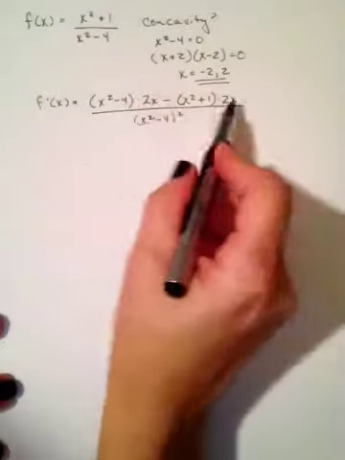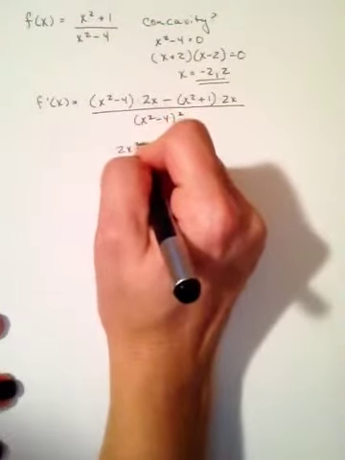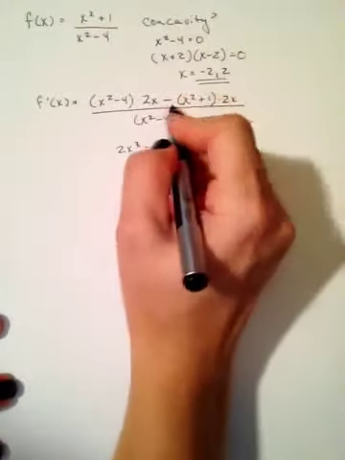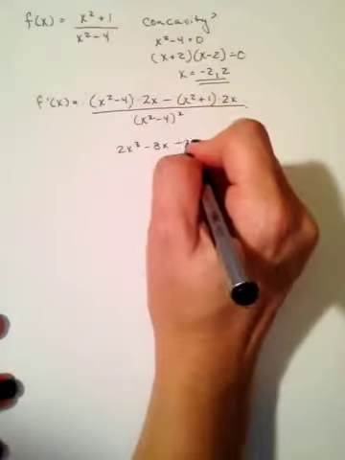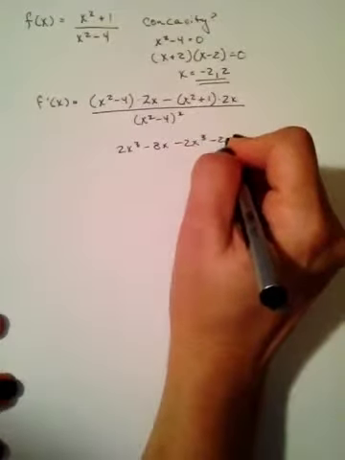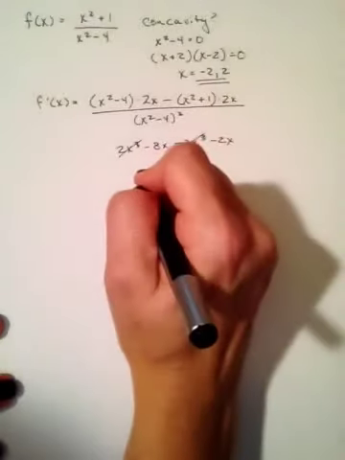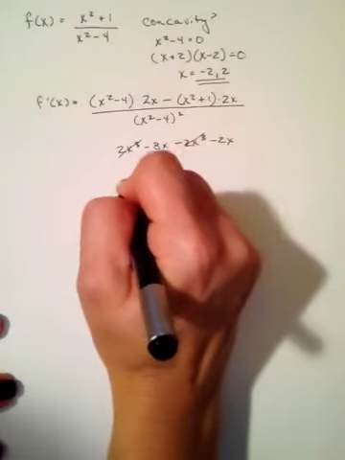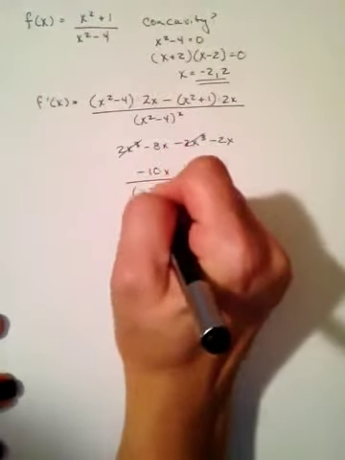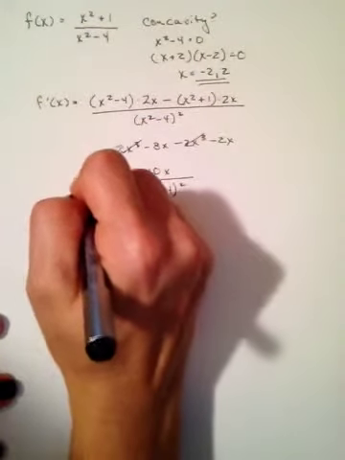So to clean up my numerator, I'm just going to distribute and then combine like terms. So this will be a 2x cubed minus 8x. Then I'll distribute a negative 2x. So negative 2x cubed minus 2x. These cancel out, and I'm left with a negative 10x over x squared minus 4 squared. And that is my first derivative.